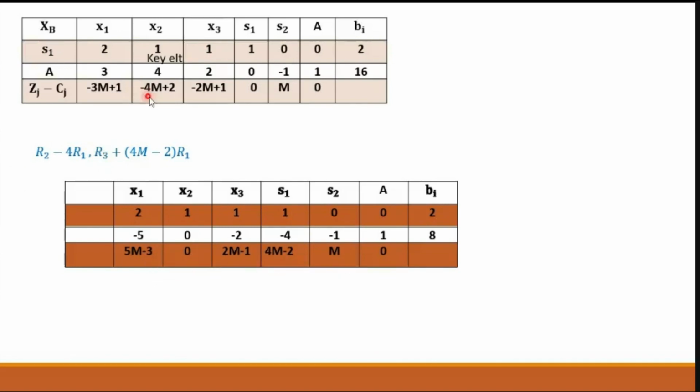Whatever values are in R3, you have to substitute here, and whatever is in R1, put here, and calculate the Zj minus Cj. So which ones are in XB? 1 0 is corresponding to X2 and 0 1 is corresponding to A.